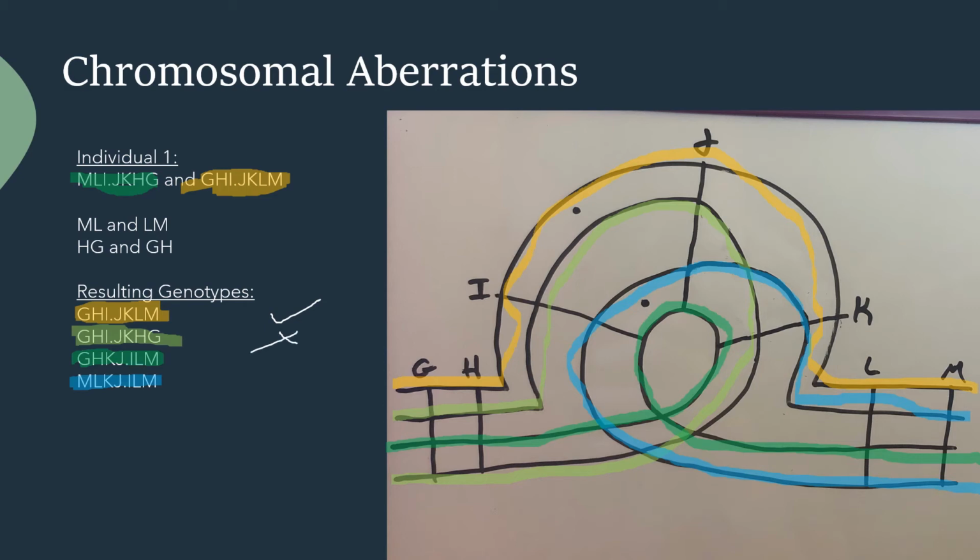This one is not because it has a duplication of the G. This one is viable, and this one is not because there's a duplication of the M. So it has two viable genotypes in this individual.